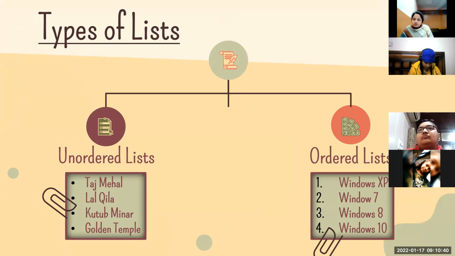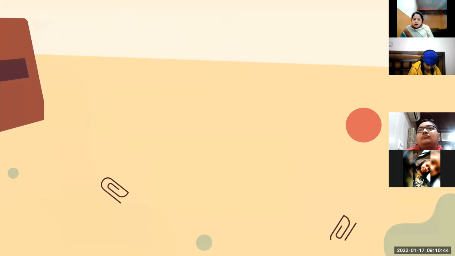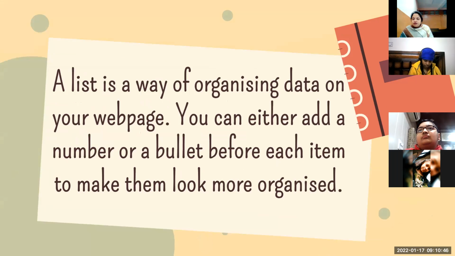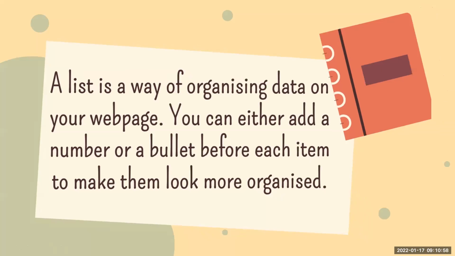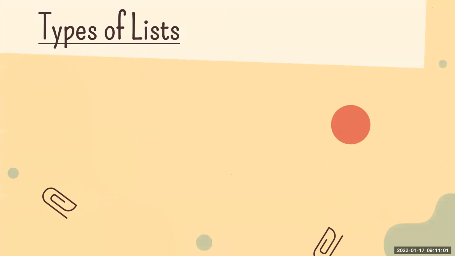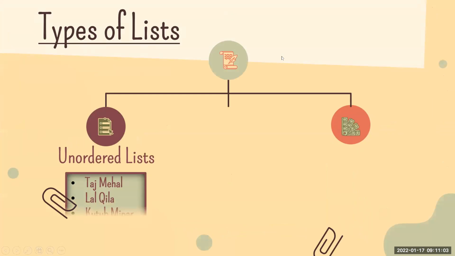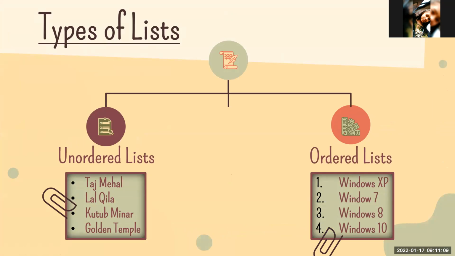What do you mean by list? A list is a way of organizing the data on your web page. Everyone, switch on your camera so that I can see you are noting it down. A list is a way of organizing the data on your web page. There are two types of lists. One is unordered list, which is also called bulleted list. And second is ordered list, which is also called numbered list.